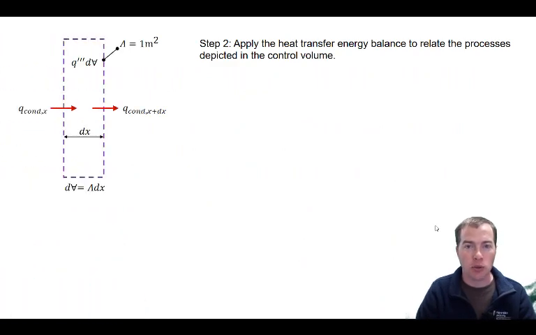The second step is to apply the heat transfer energy balance to relate the processes that we have identified in the control volume. This is the heat transfer energy balance equation. Because the problem is steady state, there is no energy storage term. We can set it equal to 0. There is a heat transfer in. It is the Q conduction at the face at x. There is a heat transfer out. It is the conduction heat transfer at the x plus dx face. And there is thermal energy generation. We now substitute these terms into the heat transfer energy balance equation.